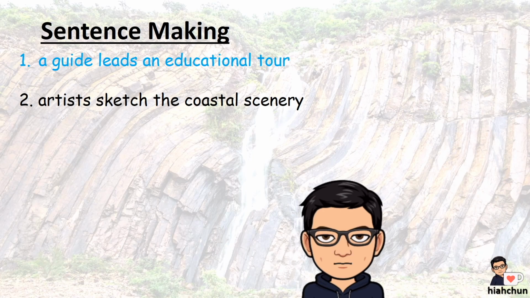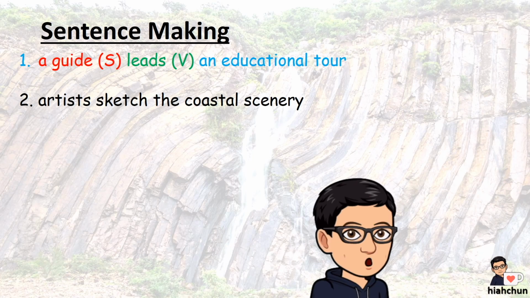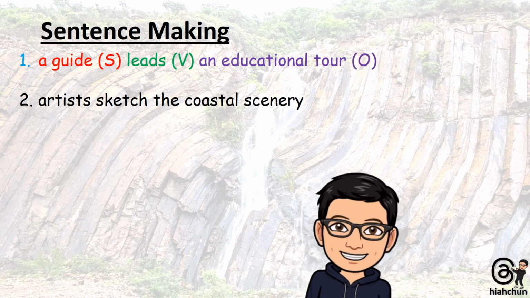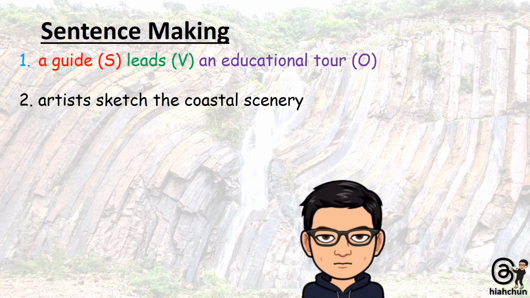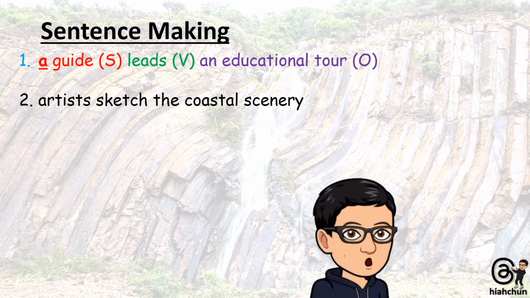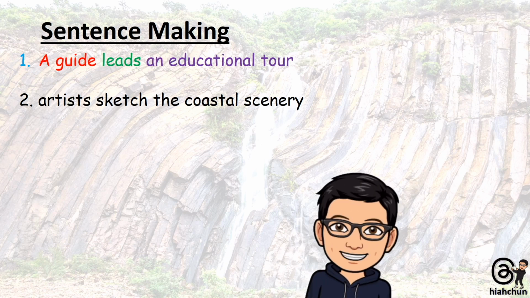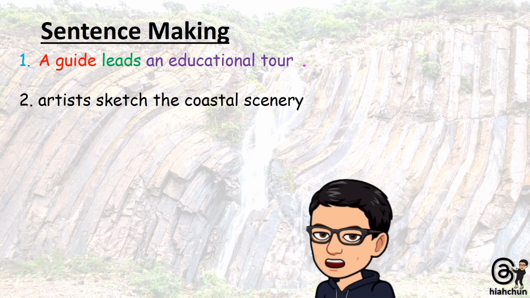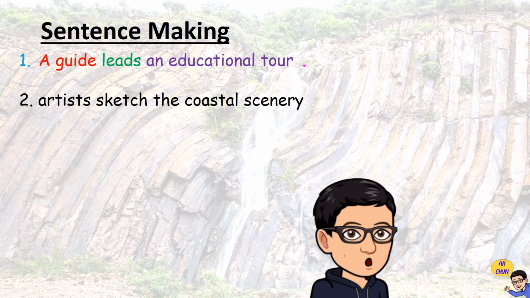Number 1. A guide are subjects. Leads is a verb and an educational tour are objects. Don't forget, a sentence needs a capital letter at the beginning, so I changed the article a to the capital letter A. Also, I put a full stop after the objects, an educational tour. A guide leads an educational tour.